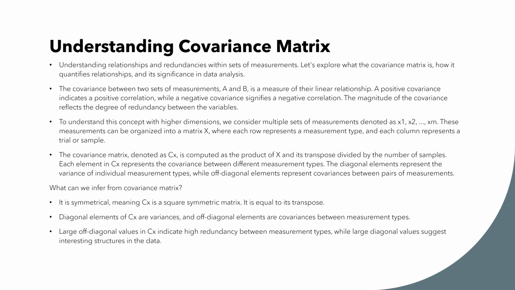What can we infer from the covariance matrix? Cx is a square symmetric matrix, equal to its transpose. Diagonal elements of Cx represent the variance of individual measurement types. Off-diagonal elements represent the covariance between pairs of measurements. Large off-diagonal values in Cx indicate high redundancy between measurement types. Large diagonal values suggest interesting structure in the data.